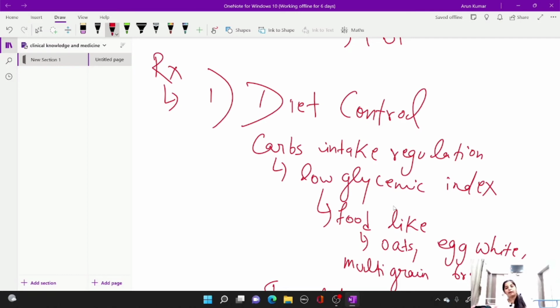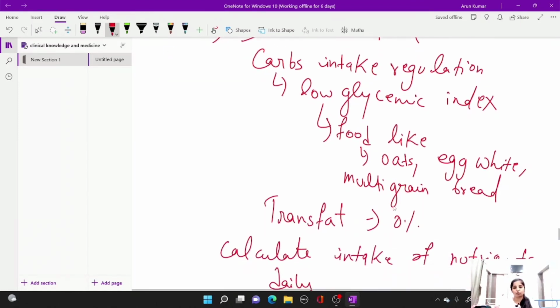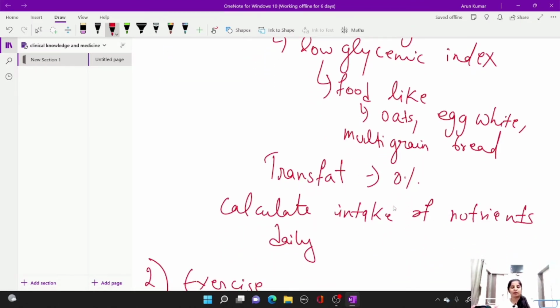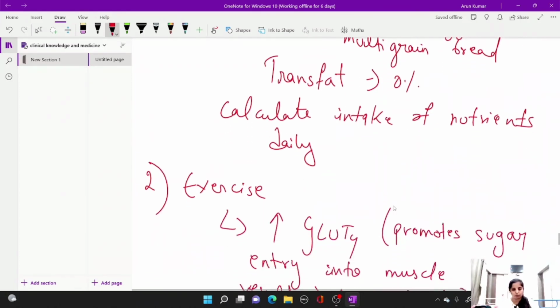So diet control, carb intake regulation should be done. Low glycemic index food should be taken, like oats, egg white, and multigrain breads. Trans fat should be kept at 0, so no processed or packaged foods should be taken. And the patient should calculate the daily intake of nutrients, like how much fat, how much carb, how much protein intake is there, which can be done with an app on your mobile nowadays.